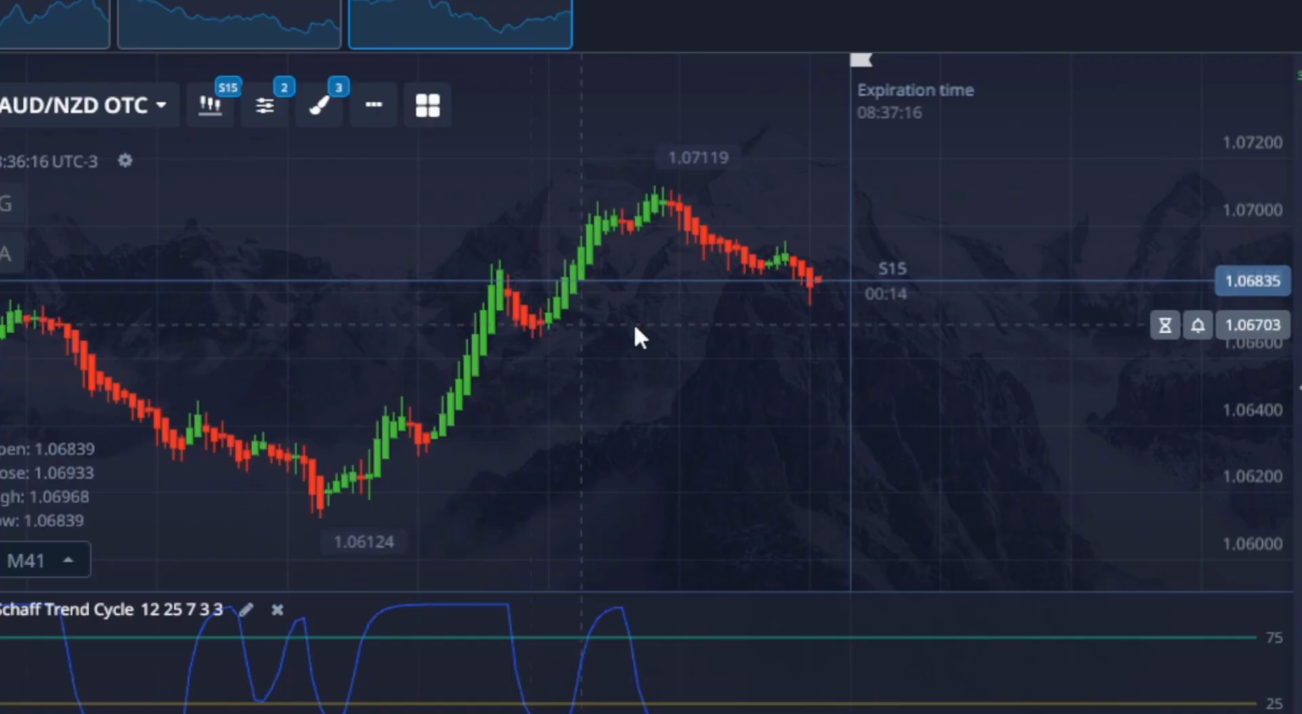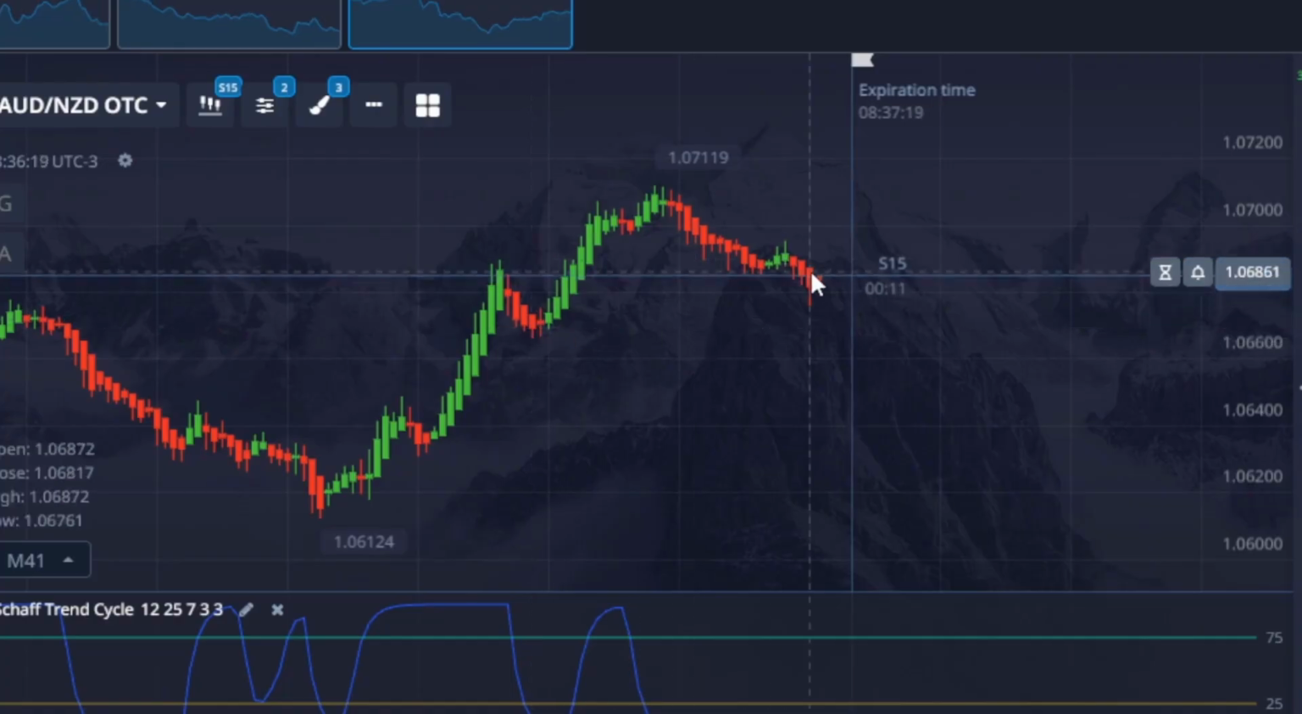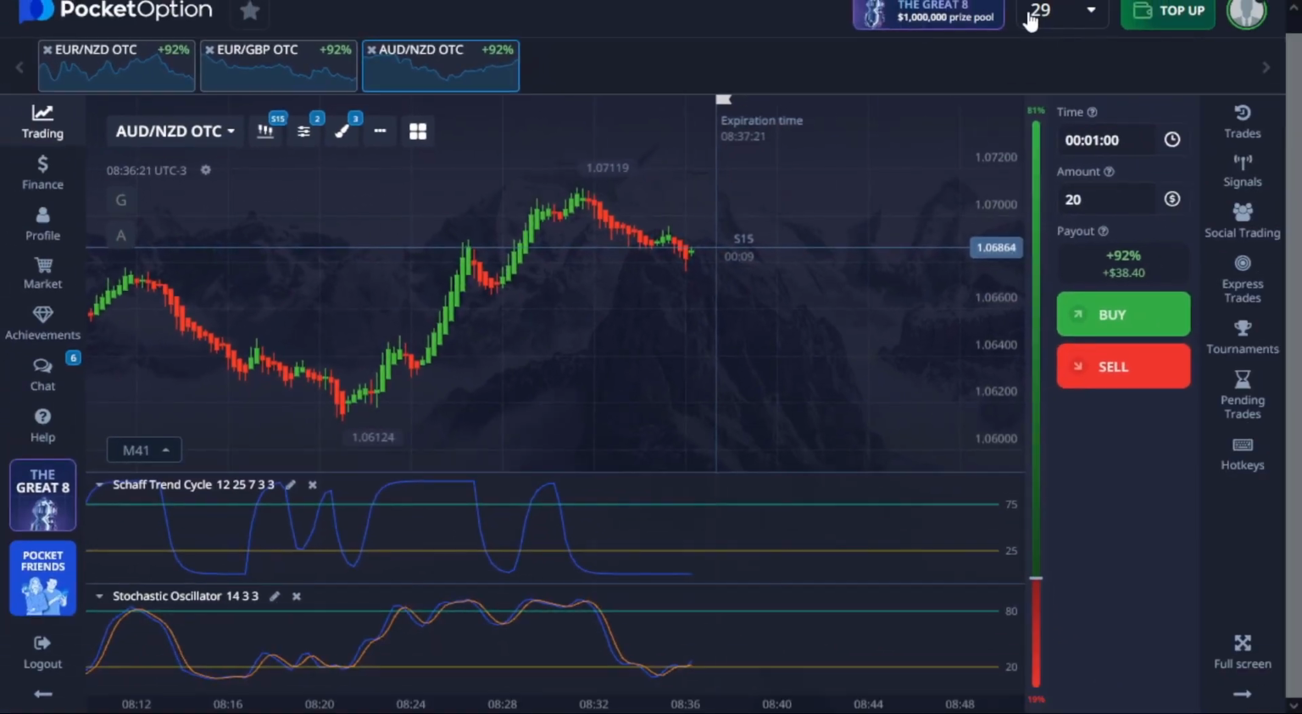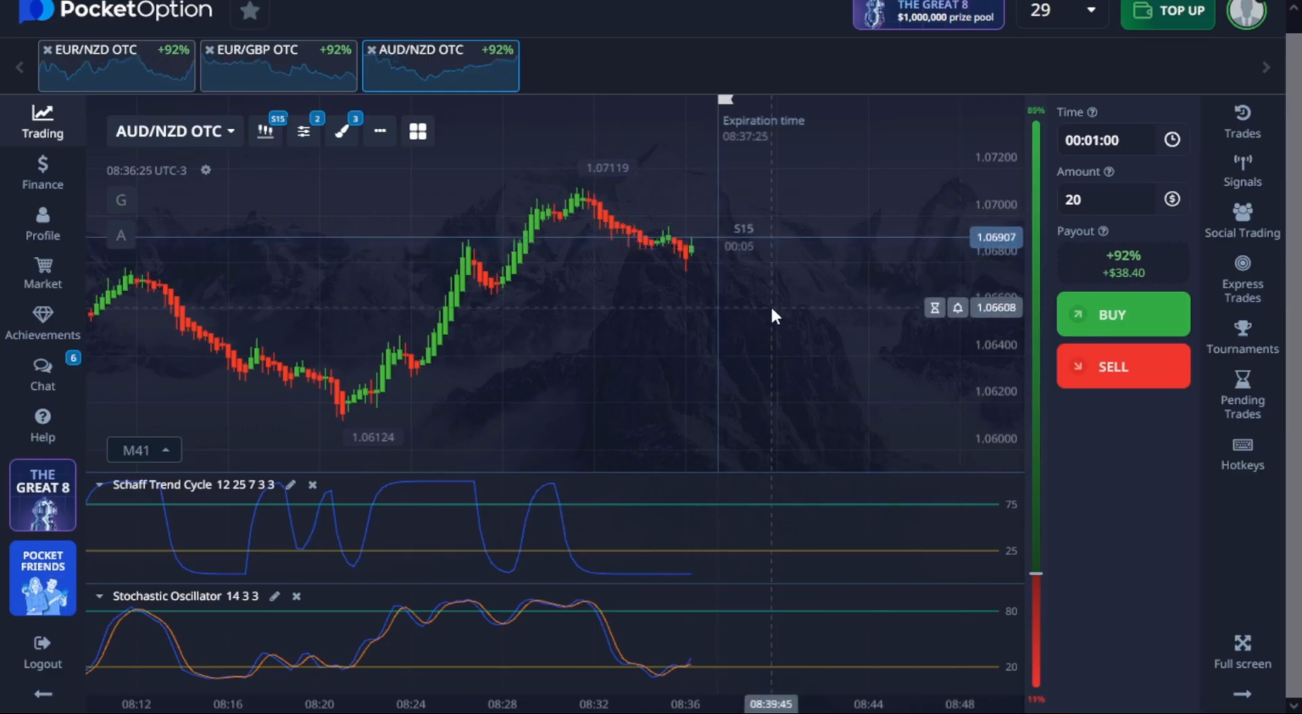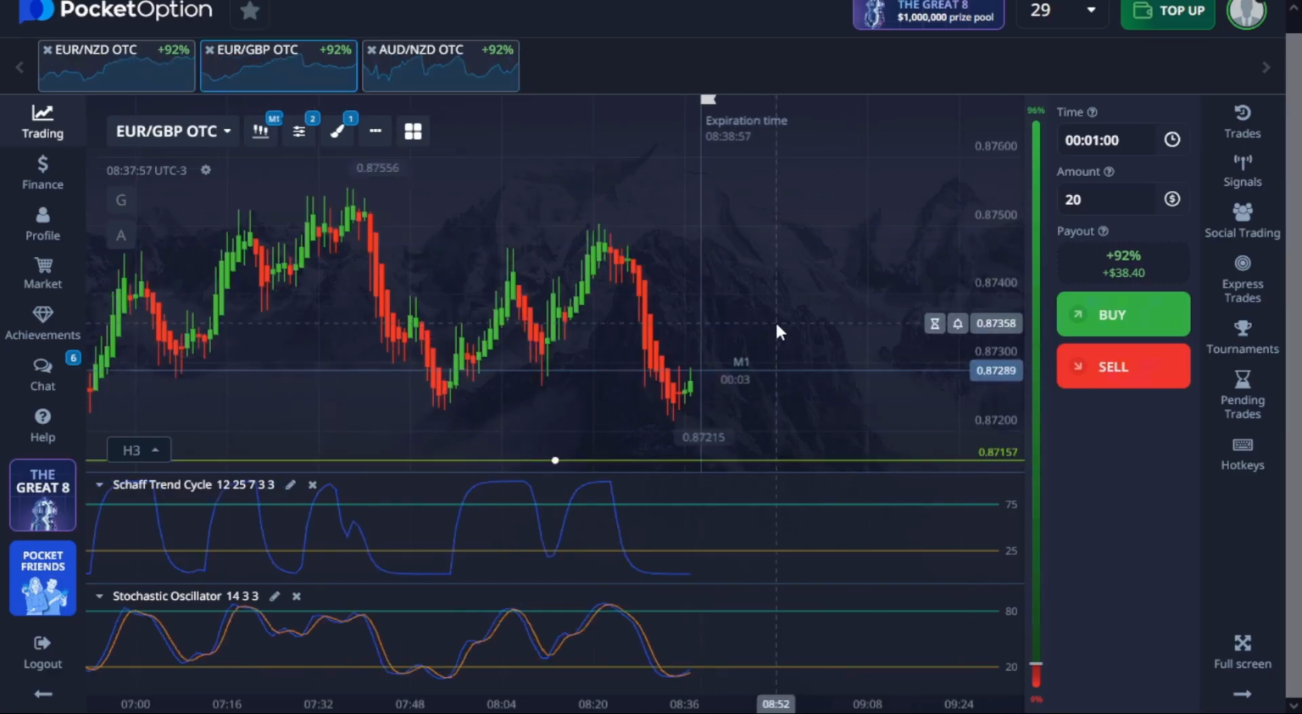I'm going to trade with that right now. Let's use that. Okay. I'm going to start with $20 guys and I have the first entry.